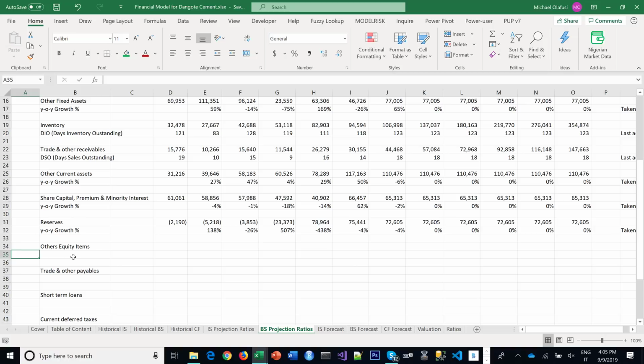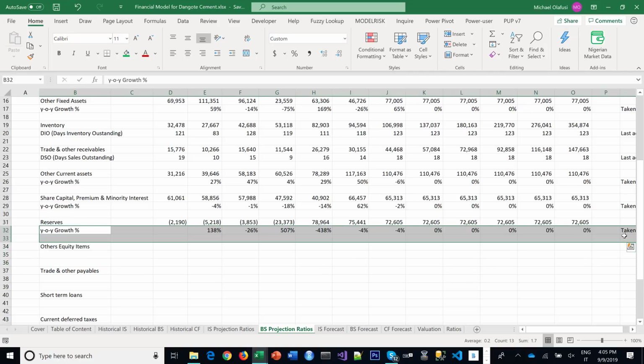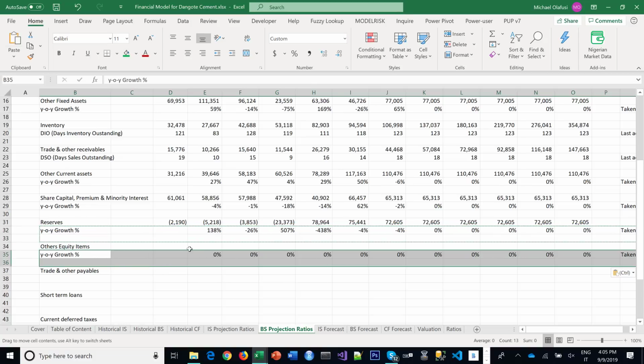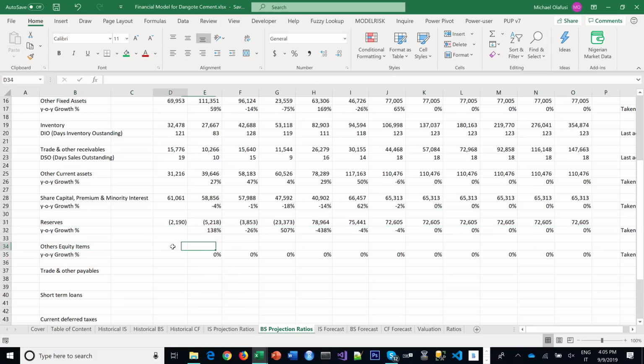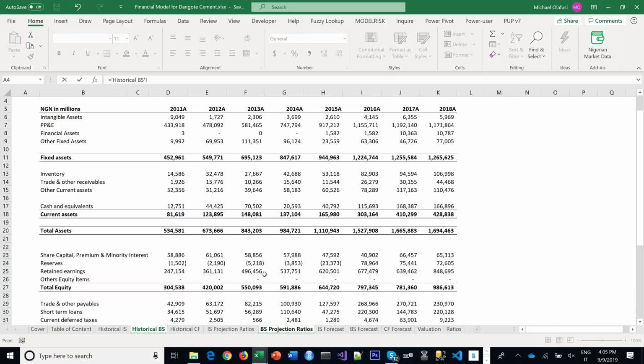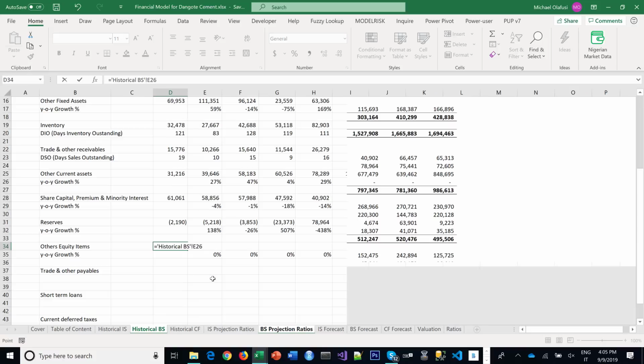Then other equity items, I'm going to use the same approach. I don't even know what they have in their other equity items, so I'm going to just assume that they keep it as it currently is. They even do not have any, so that's good.